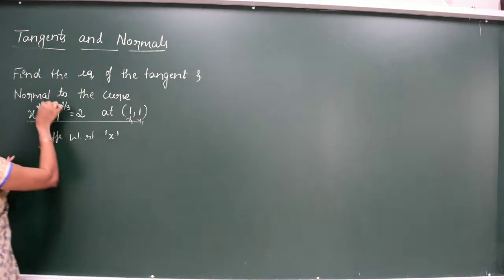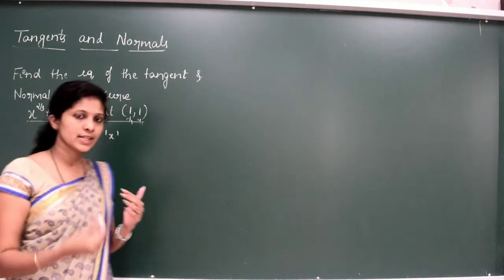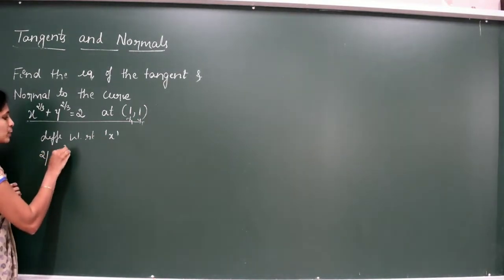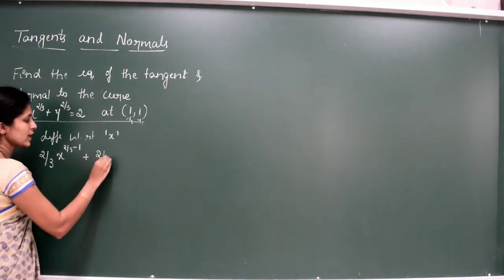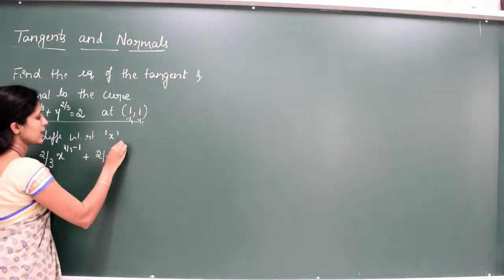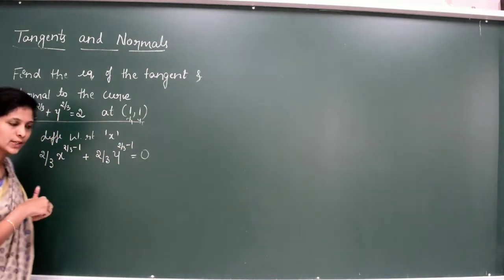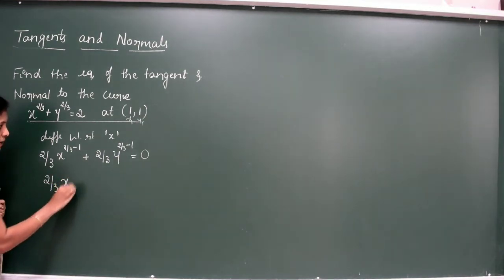So the derivative of the form x to the power n will be n x to the power n minus 1. So this is now 2 by 3 x to the power 2 by 3 minus 1. This is plus 2 by 3 y to the power 2 by 3 minus 1. So the derivative of 2 will be equal to 0. So now this is equal to 2 by 3 into x to the power, 3 is the LCM.